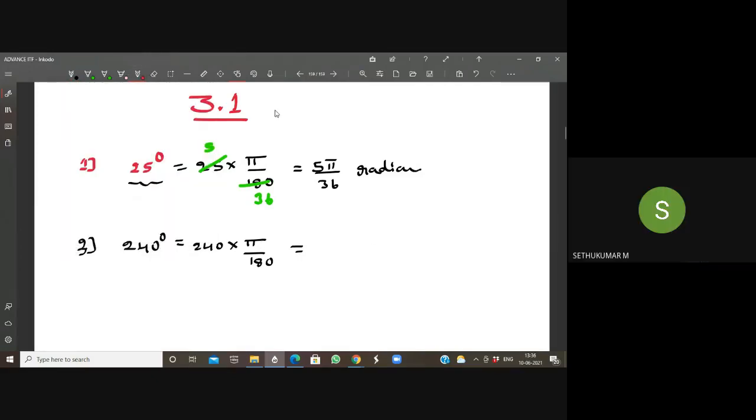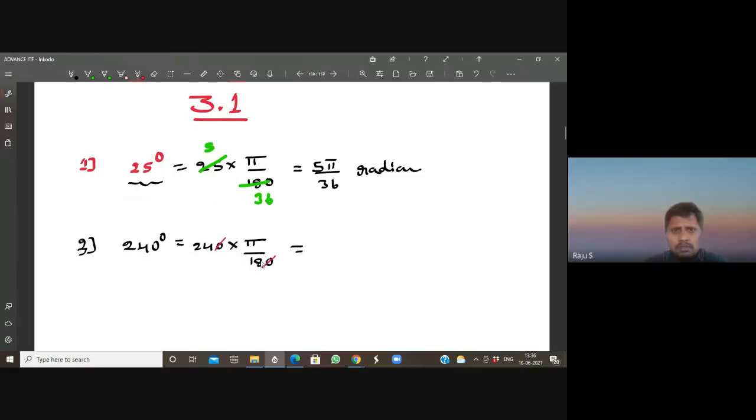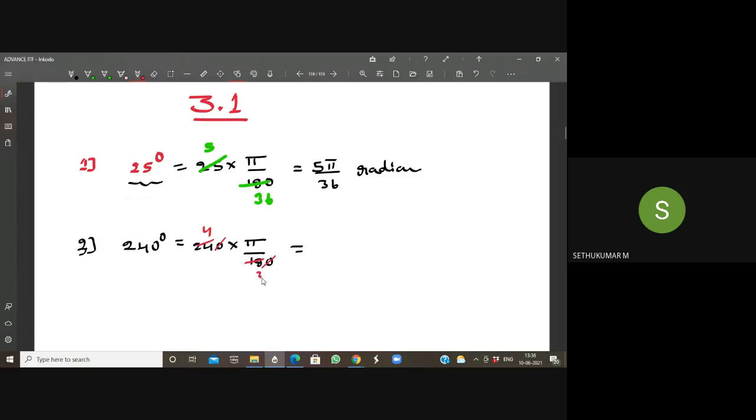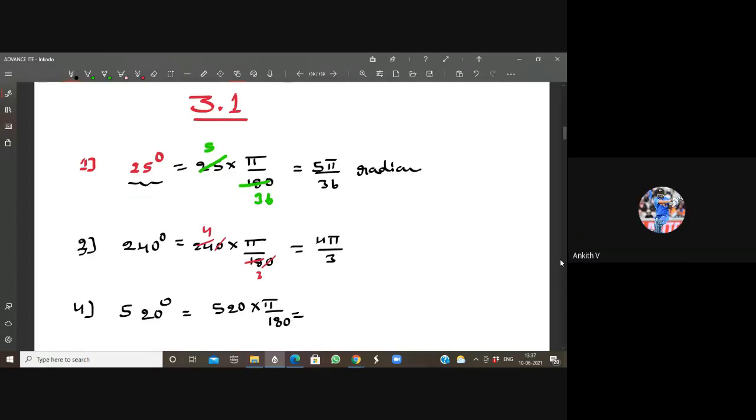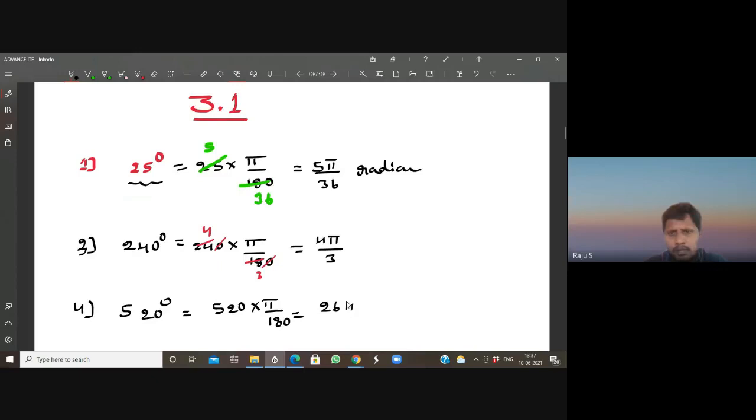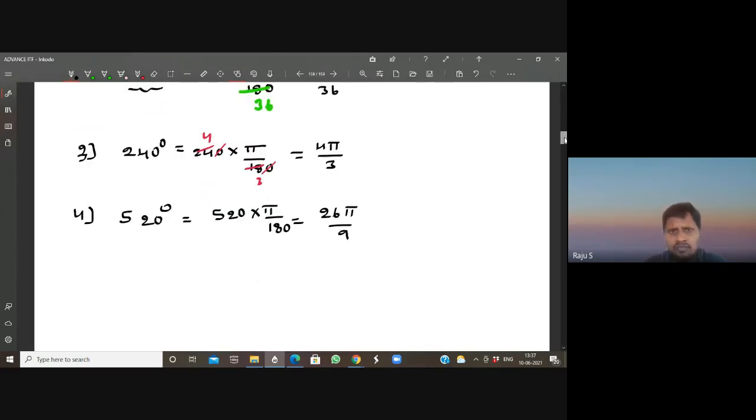Friend, what about this? 4 by 3 pi, sir. Exactly: 0, 0 cancel, 24 by 18, six fours are 24, six threes are 18, so 4 pi by 3. Am I right? In the same way, what is the fourth subdivision? 520. What is the answer? 520 into pi by 180. Answer is 26 pi by 9, sir. 26 pi by 9. Remaining students also check it.